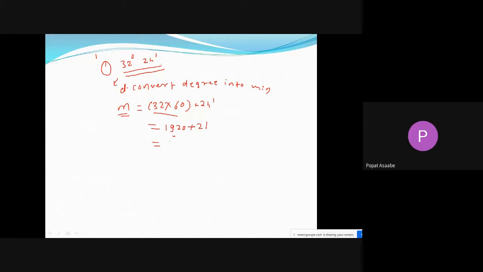What is this? 1941. Correct. Okay. Now, for such a condition, we are using another formula, that is crank moment is equal to m divided by 540. This formula you have to remember. This is the formula. Now put the value.